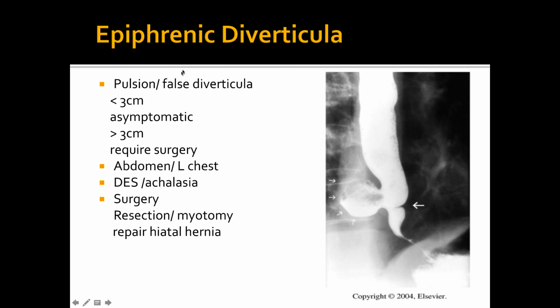All right, epiphrenic diverticula. They occur after achalasia or some spasm type obstruction distally. Then there's this outpouching. Patients are usually asymptomatic, and if they're symptomatic, resection with a myotomy is the treatment of choice.